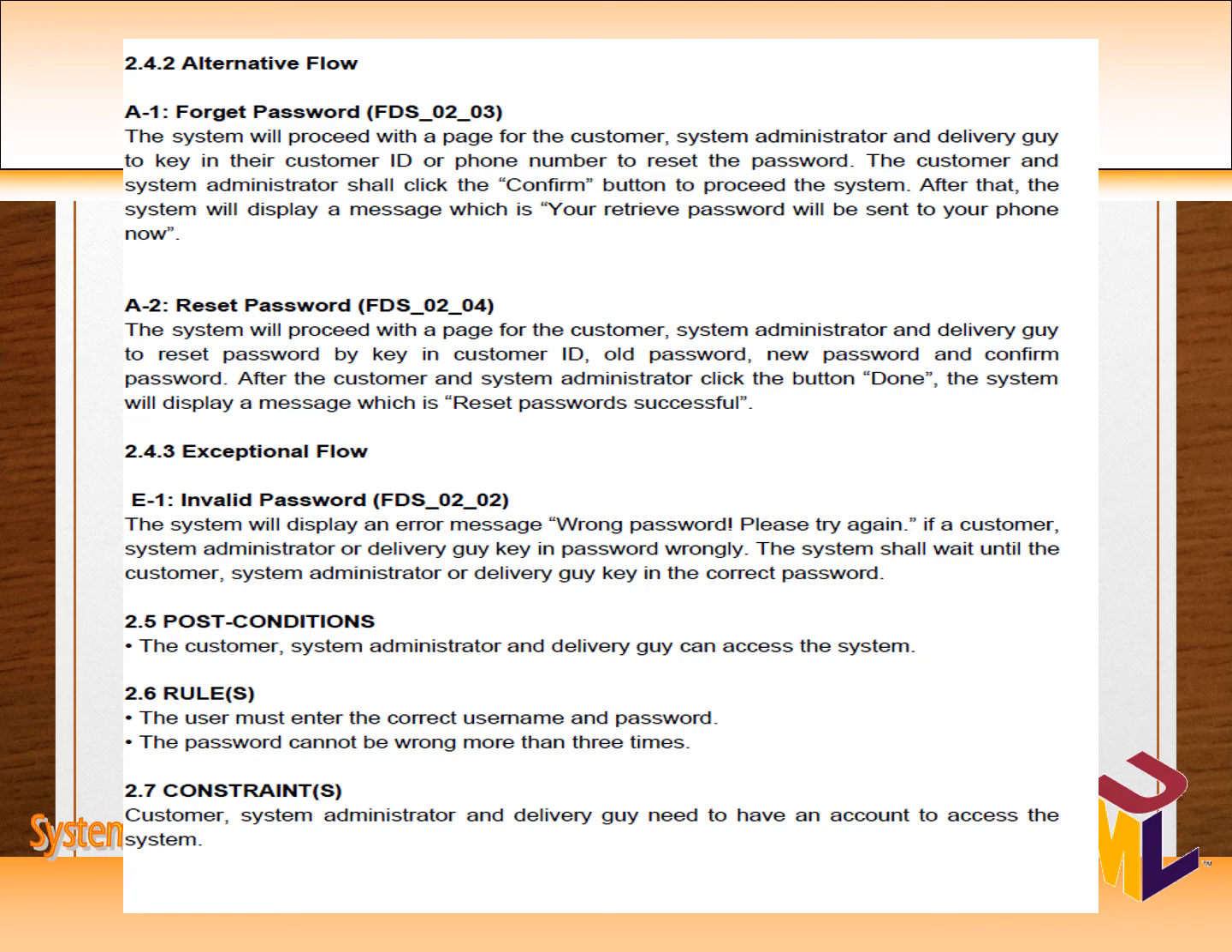Remember I mentioned A1, A2, E1, which is exceptional flow. The detail of what's happening, for example, to handle forget password, is described here. If there are more than 2, you should write more here. And then the post condition, what happened after all these processes have been executed, any rules to be followed, and the constraint that might be applied for this use case.